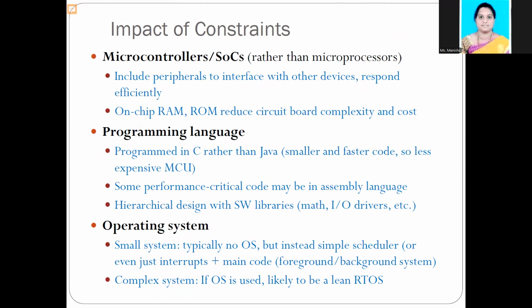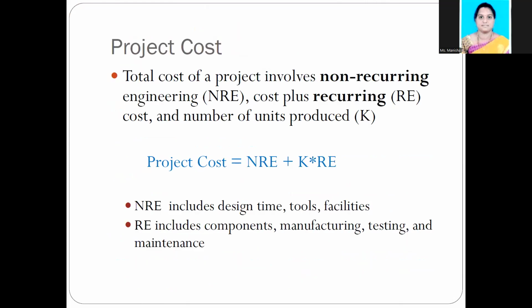So microcontrollers, programming language, what operating system, what is the project cost. How the project cost is determined: non-recurring engineering plus recurring engineering with the number of units. Non-recurring includes design time, tools and facilities. Recurring engineering requires components and manufacturing.